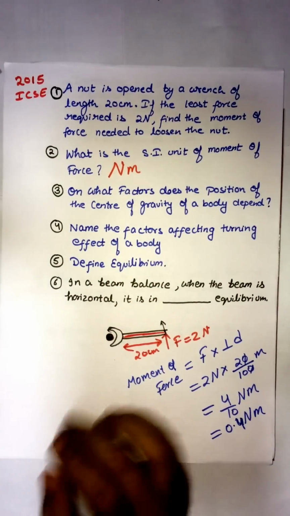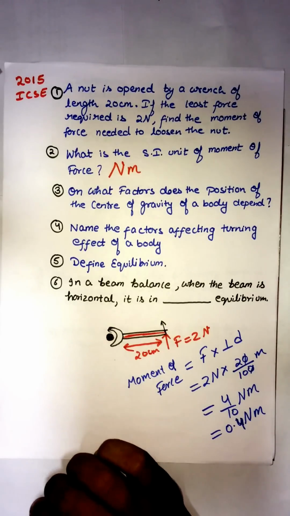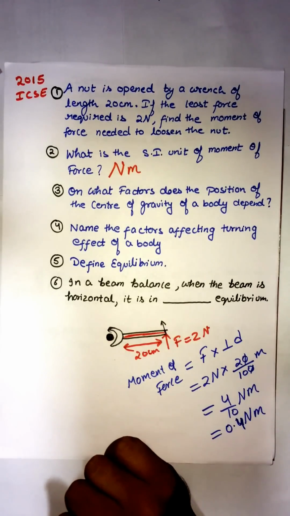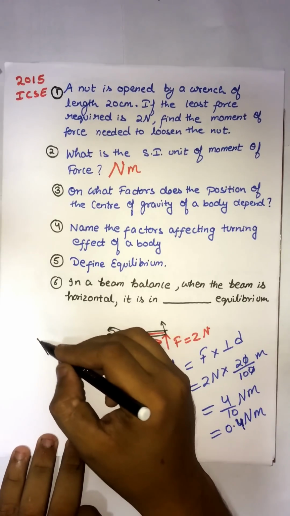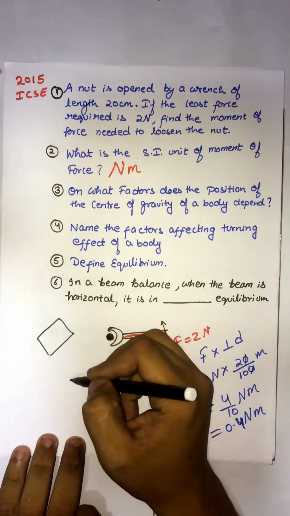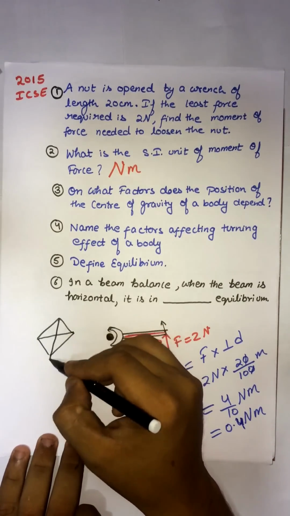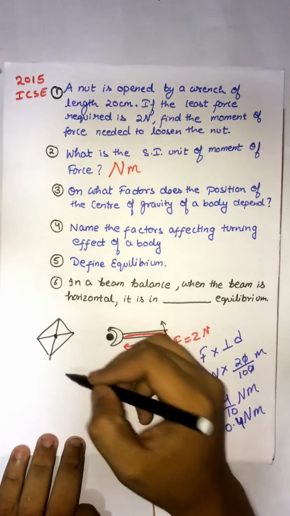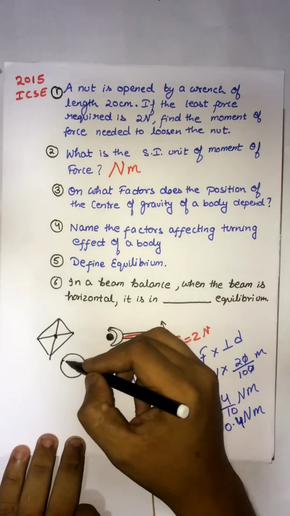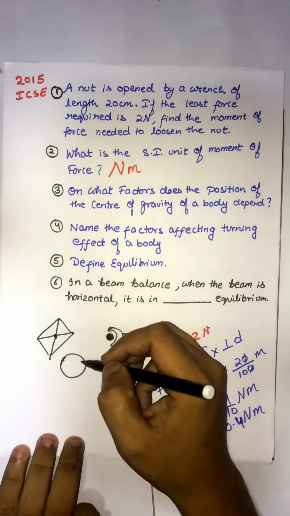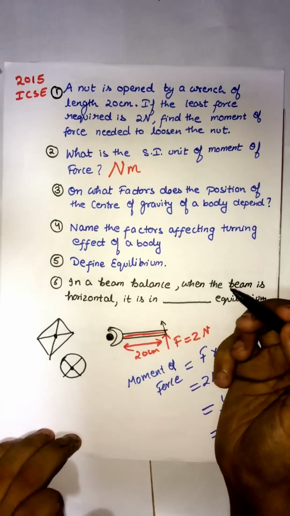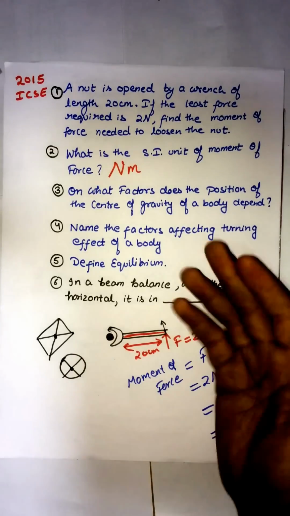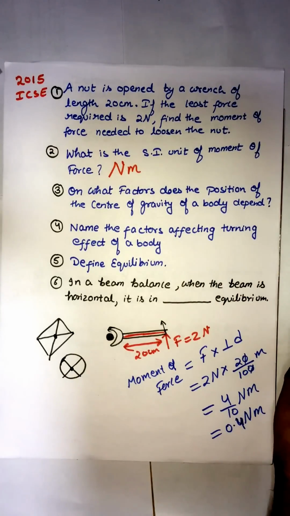Okay, the next question is, on what factors does the position of center of gravity of a body depend? Suppose this is some body. Where is the center of gravity? At its center, over here. Suppose this is a ring, or this can be a disc. Where is the center of gravity? At its center. So they have asked, on what factors does the position of center of gravity of a body depend?